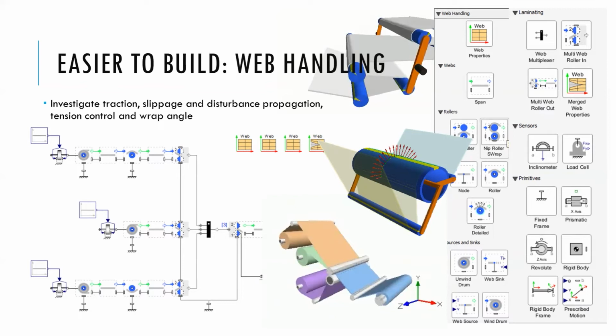Again, the kinds of things that you can analyze are traction, slippage, disturbance propagation, basically all kinds of things to do with tension controls. Is it better to use a dancer? How do you do it with a load cell? These are the kinds of investigations that you can run with this library.